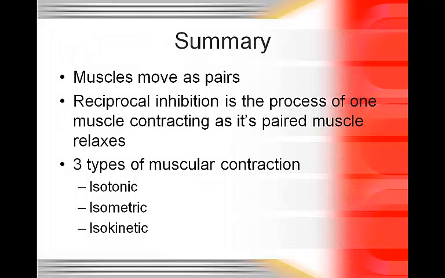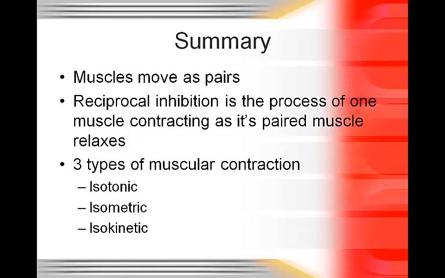All right, so just in summary, muscles move as pairs to create a movement. They don't move alone. If one muscle contracts, there will always be another muscle somewhere else relaxing in reverse. And then that's called the agonist and the antagonist pairing. And that process is called reciprocal inhibition. And so that's one relaxing, one contracting.